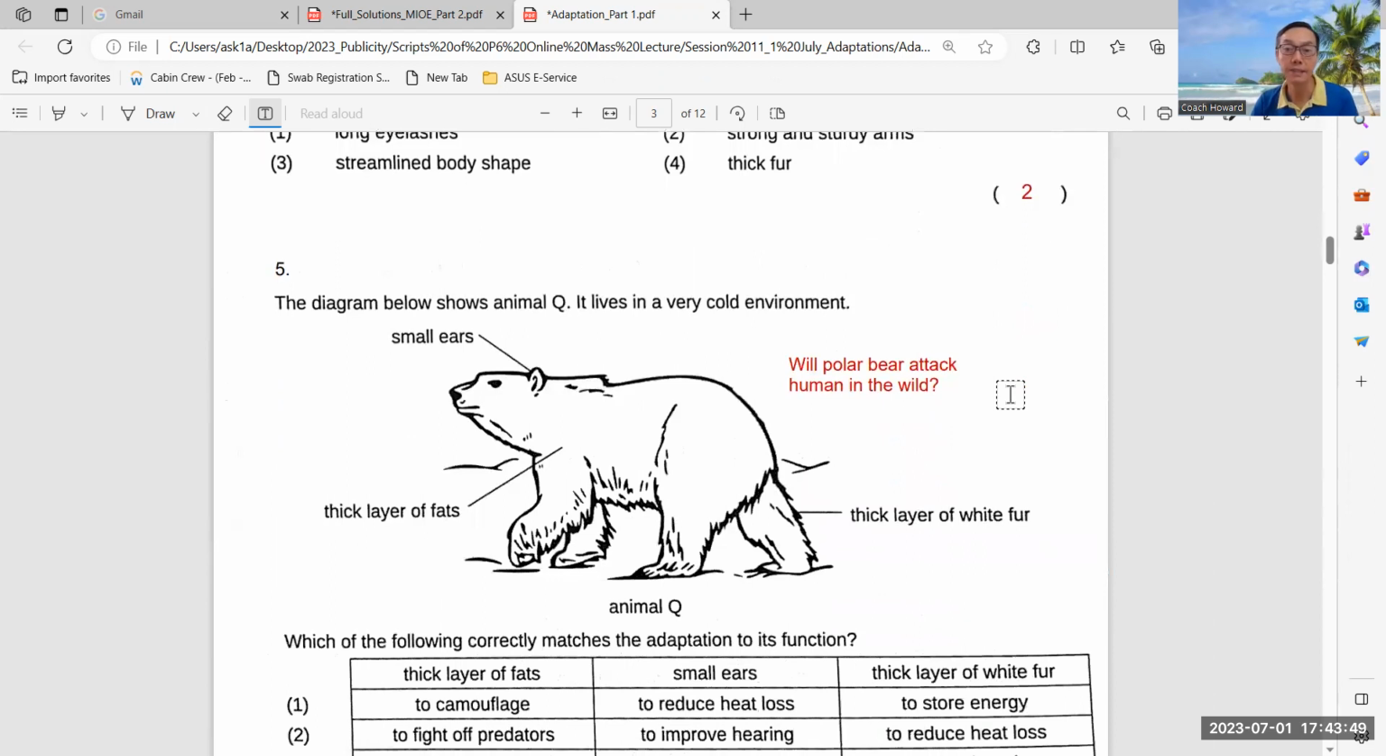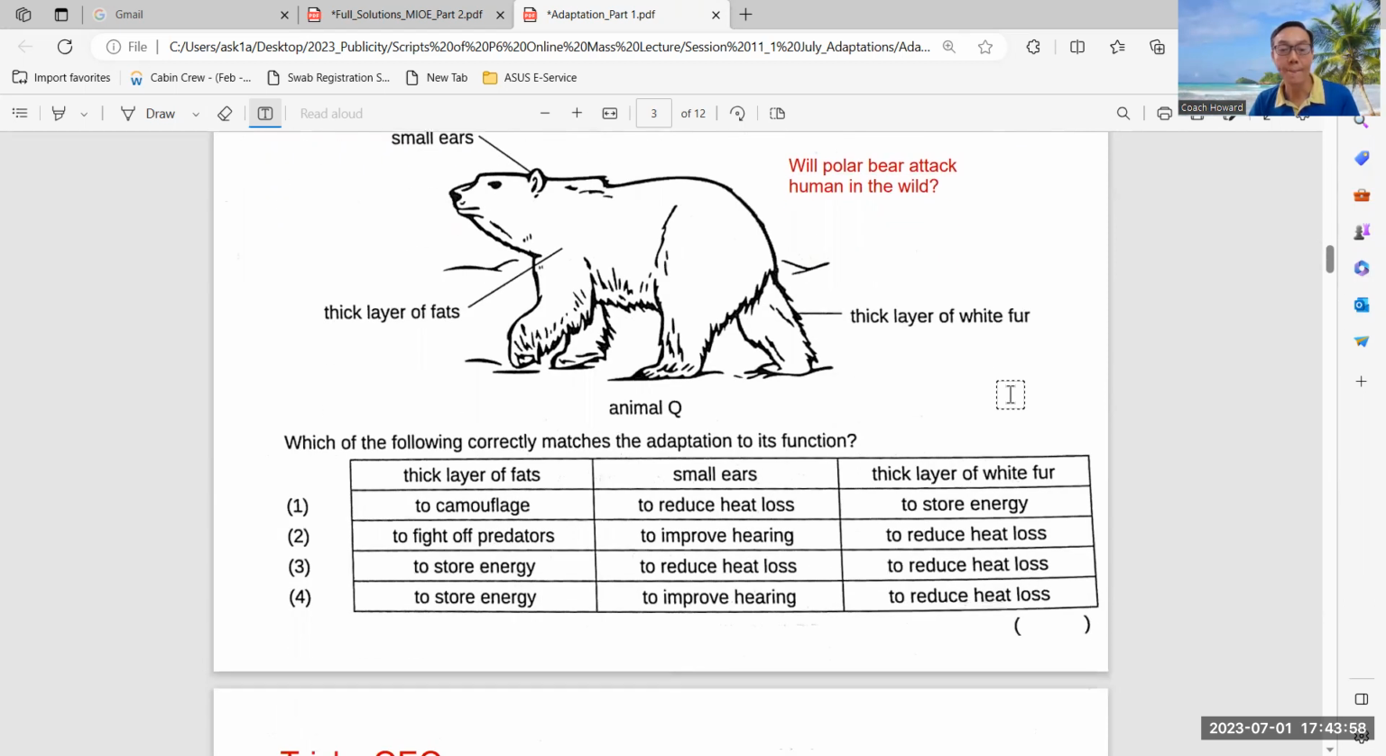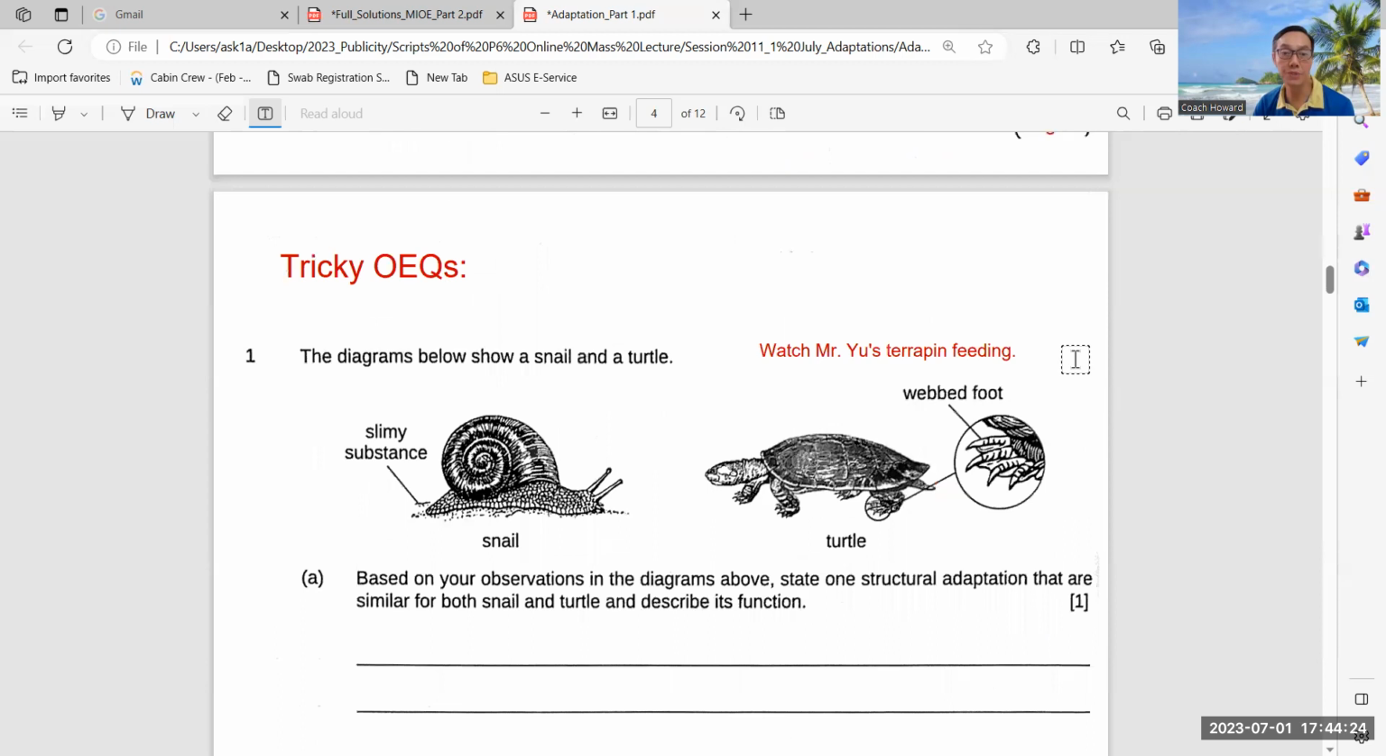Okay, the polar bear. Which of the following correctly matches the adaptations? Okay, thick layer of fat is to store energy. Small ears reduce heat loss. Thick fur reduces heat loss. So answer is 3, isn't it? Okay, agree. Thick layer of fat. Thick layer of white fur. Small ear, reduce heat loss. And thick layer of fat, yes. So I've gone through this. So these are the tricky MCQ. Not MCQ, open-ended questions. So let's look at some of these answers here.